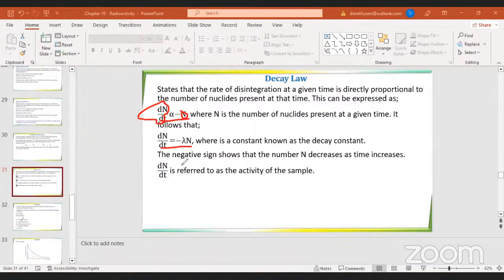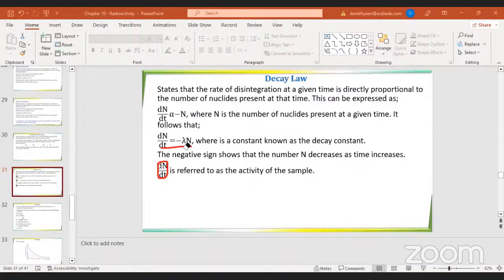And I need you to note that this is referred to as the activity of the sample. So if you come across it, it simply means the rate of activity of that particular sample that you have. Just a moment as I erase what I've done.